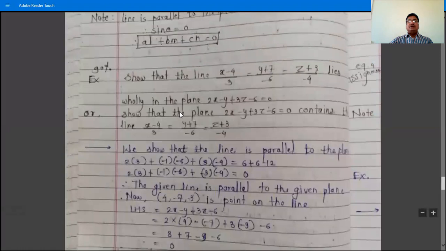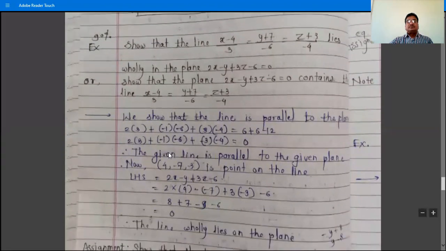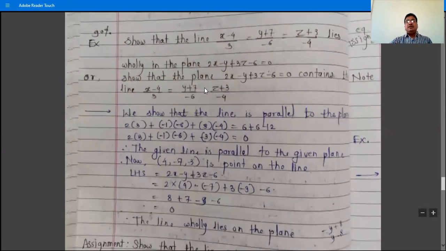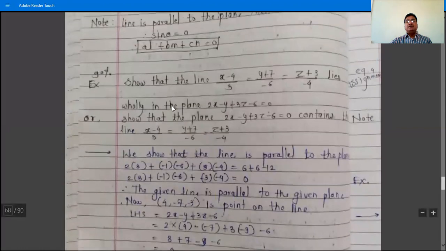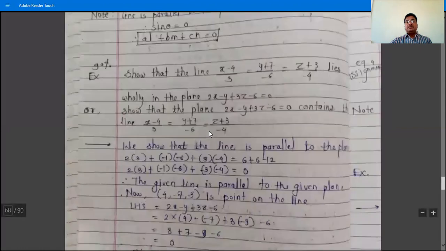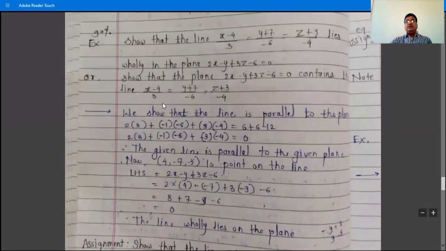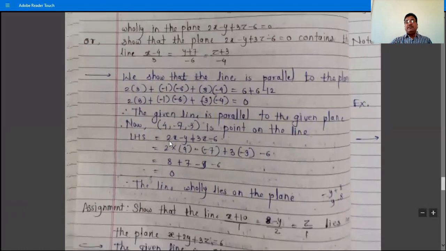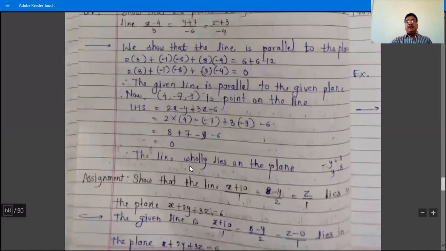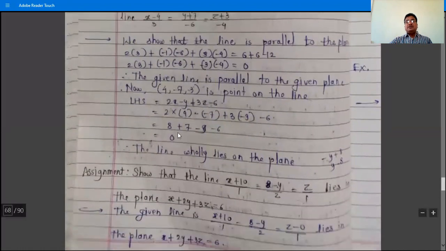So how can we show the line wholly lies on the plane, or the plane contains the line? Show that the line is parallel to the plane by using this condition: al plus bm plus cn is equal to 0. So this part shows that the given line is parallel to the plane, and the point on the line is (4, minus 7, minus 3). And the same point lies on the plane, because the point satisfies the equation of the plane.